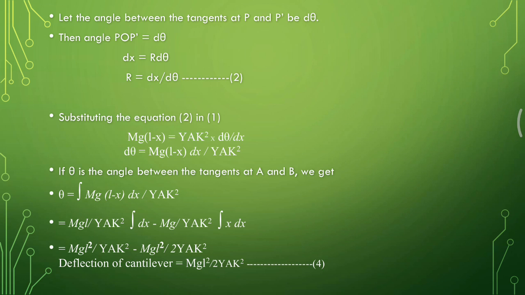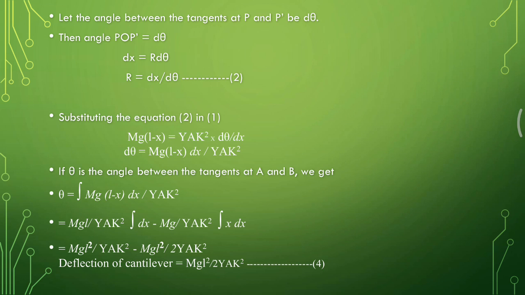If theta is the angle between the tangents at the points A and B as well, then theta is equal to the summation of all such values taken over the complete length, which is given by the integration of mg into (L minus x) dx by Y A k squared. That is, summation means integration.